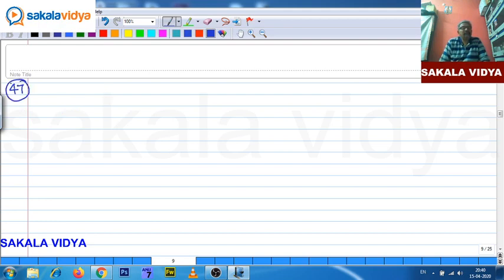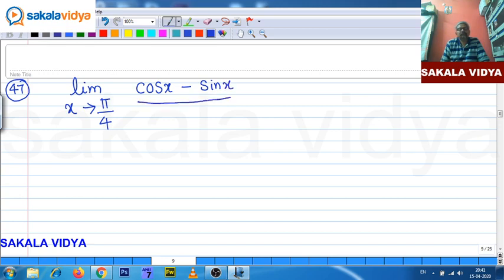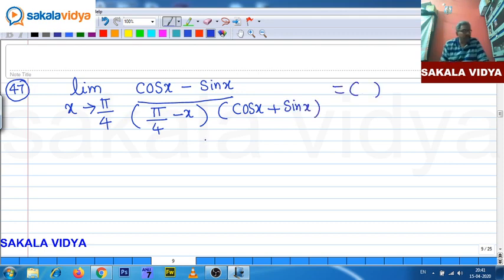(47) Limit x tends to pi by 4, (cos x minus sin x) by (pi by 4 minus x) into (cos x plus sin x). Okay, first let me write this question, after that I will come to your chart.